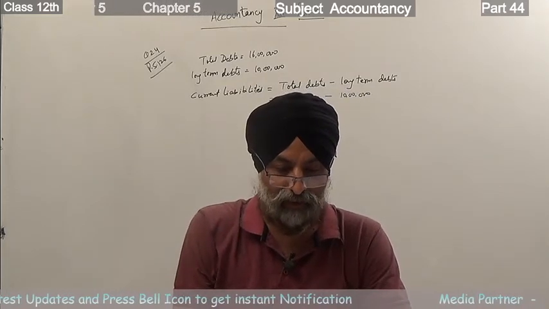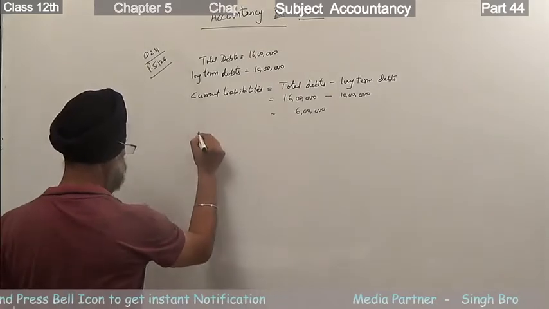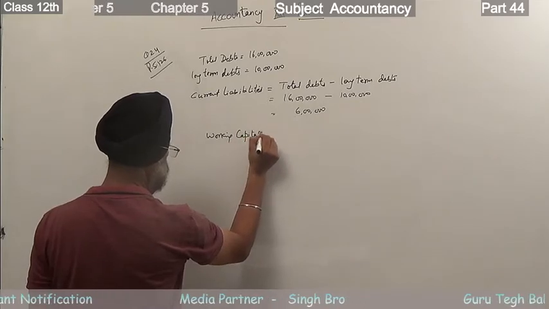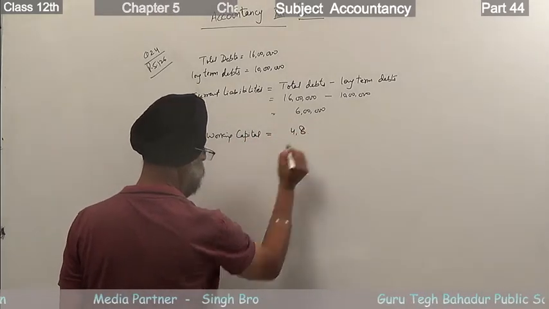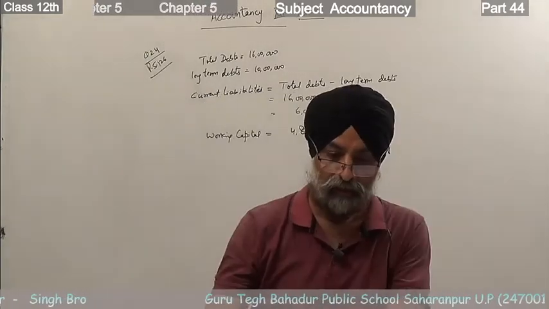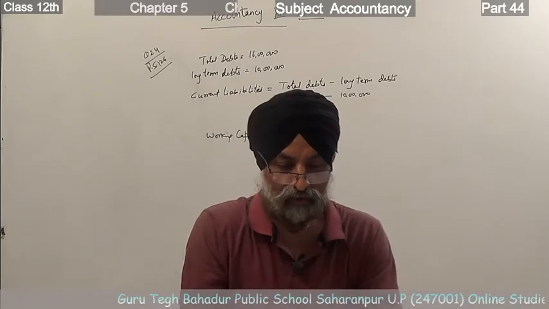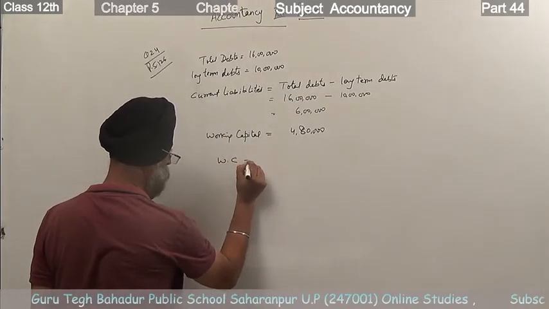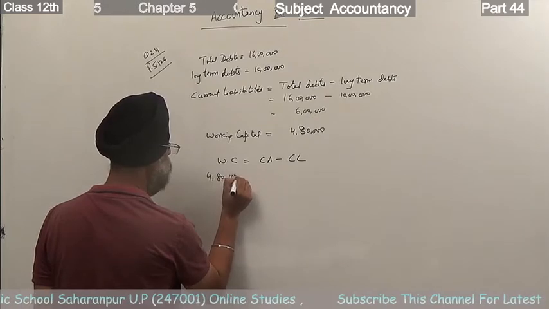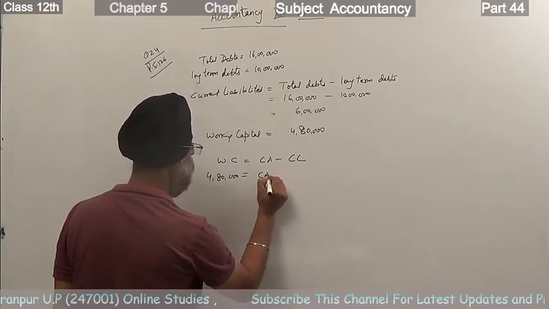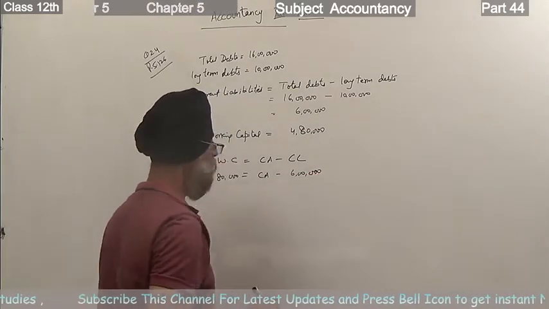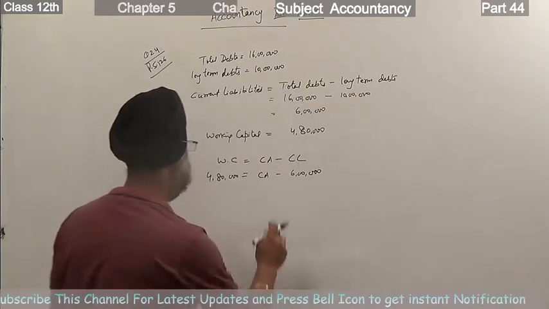Now find current assets. Working capital is given, rupees 4,80,000. Now take the formula for this. Working capital equals current assets minus current liabilities. Working capital is rupees 4,80,000. Current assets we have to find, and current liabilities are 6 lakh rupees. In this way, we get current assets as 10,80,000 by adding this.